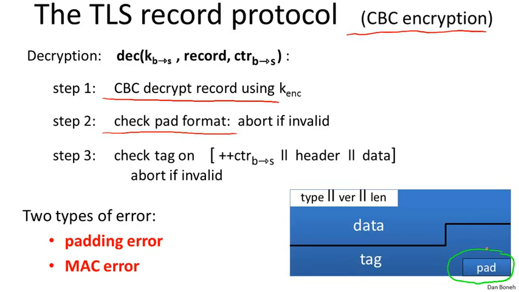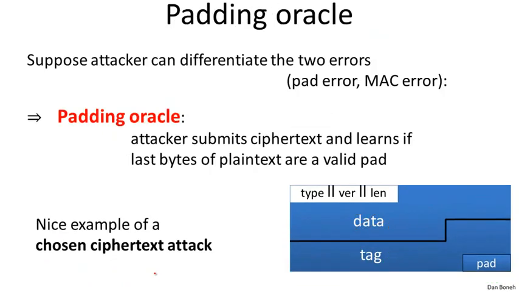And then if the pad has the correct format, the next thing that happens is that the MAC is checked, the tag is checked. And if the tag turns out to be incorrect, again, the record is rejected. If the tag is valid, then the remaining data is considered to be authentic and is given to the application. So what I wanted to point out is there are 2 types of errors in TLS decryption. One is a padding error and one is a MAC error. And it turns out it's very important that the adversary not be told which of these errors occurred. Let me briefly explain why.